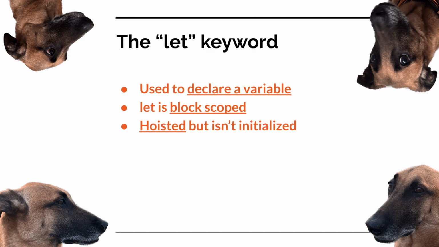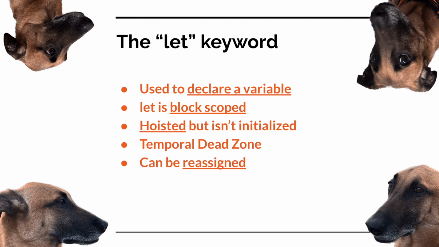If you try to access a variable declared using let before the line it has been declared on, you'll run into an error. This is something called the temporal dead zone, where the declaration has been hoisted, but you do not have access to the variable. Also, let can be reassigned values, and also let is considered a more modern approach compared to var.